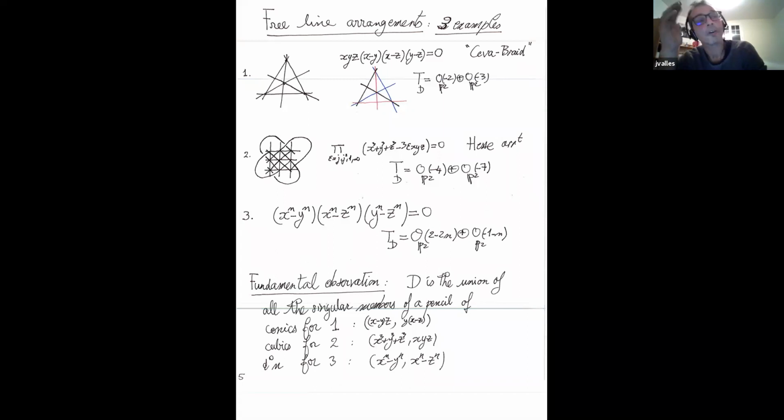The tangent vector field, the vector field tangent to the divisor x, y, zeta, x minus y, x minus zeta, y minus zeta equal to 0. The second case is called the Hesse arrangement. It is given by 12 lines, and the 12 lines are the product of these 4 polynomials of degree 3. And it is also free with a splitting (4, 7).